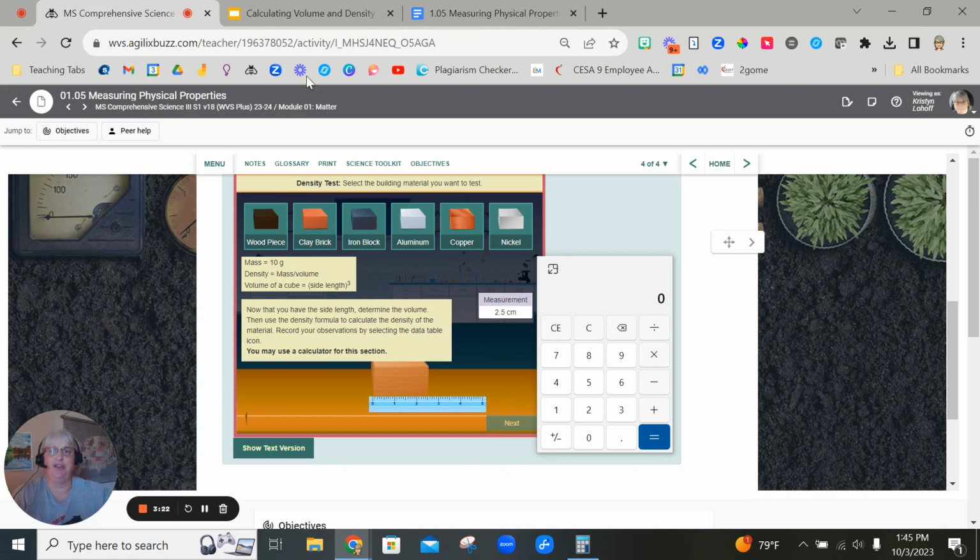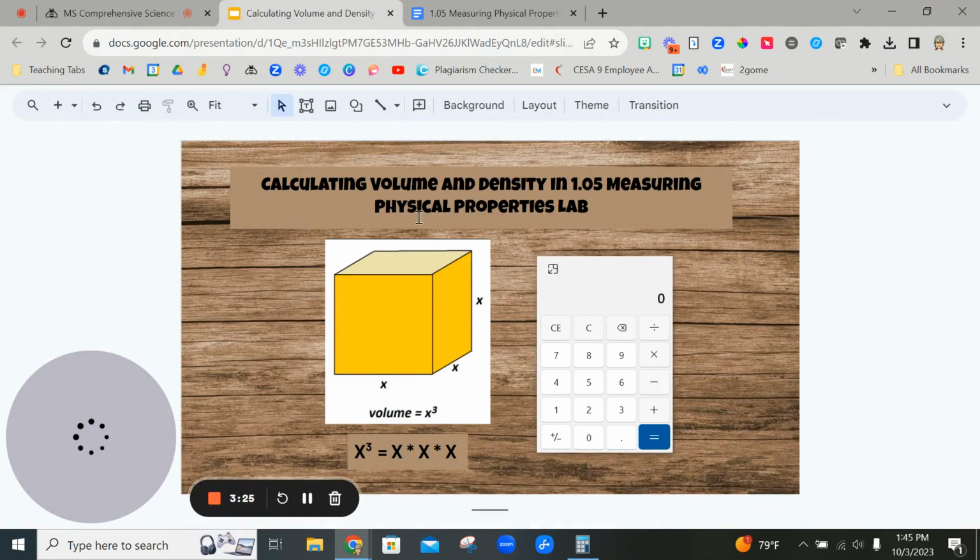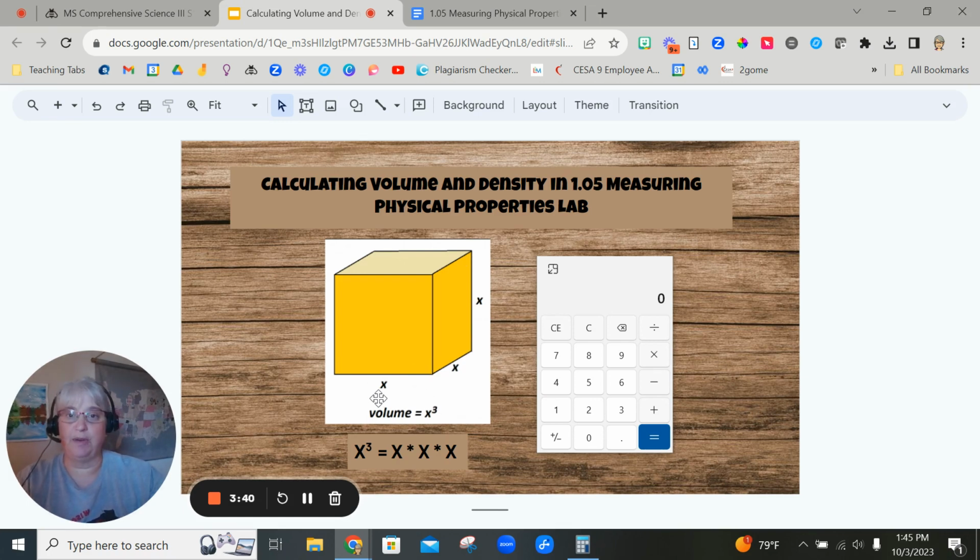What does it mean to cube that? Here I have an image of a cube, and the formula is length times width times height. If I measure this side, length times width times height is going to give me the volume. Now, a cube is an interesting shape because all of the side lengths are identical. So if the side length of this is 3, the length, the width, and the height will also be 3.